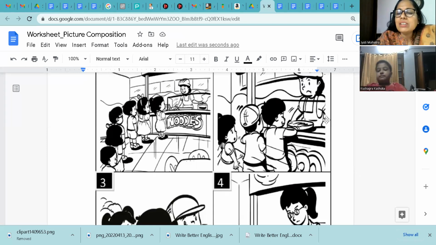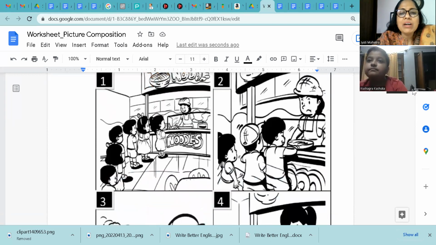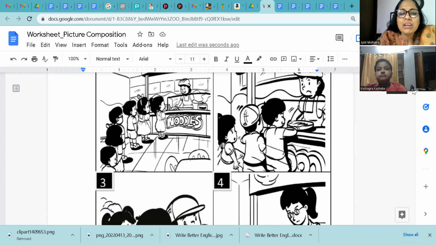See, this is a series of pictures, means there are 4 pictures and they have a number. So when you have a number, it means you have to follow that sequence. So this is 1, this is 2, this is 3, this is 4. So you have to follow this order. So you see a noodle bar where some people have lined up.